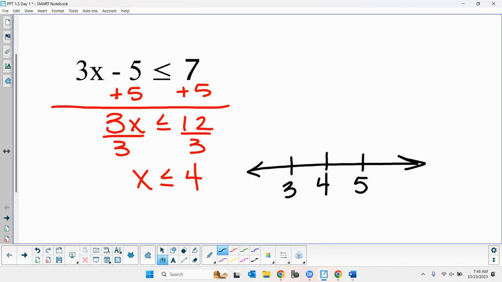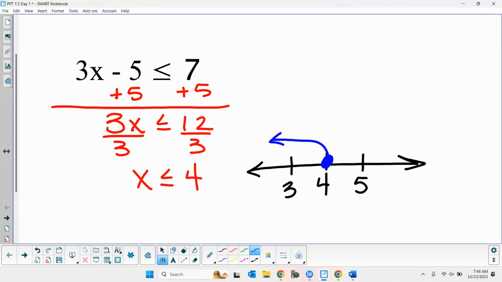Now, since it says less than or equal to, that means we're including the 4. So we put a solid dot on 4. That means we're including it. If that equal to wasn't there, I'd put a circle on 4, meaning I'm not including the 4. Okay? And less than would be this way, towards 3, 2, 1, and the negatives, right? So it's just a little graph that you draw to go along with your inequality once you got it solved.